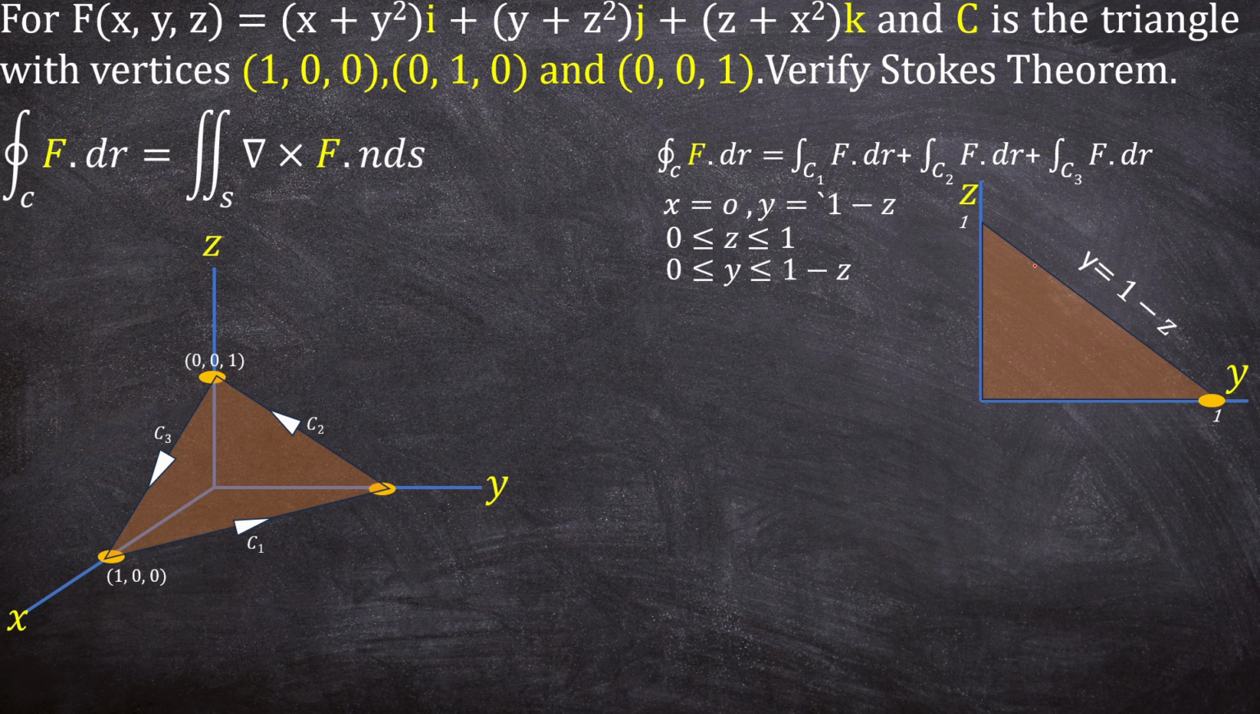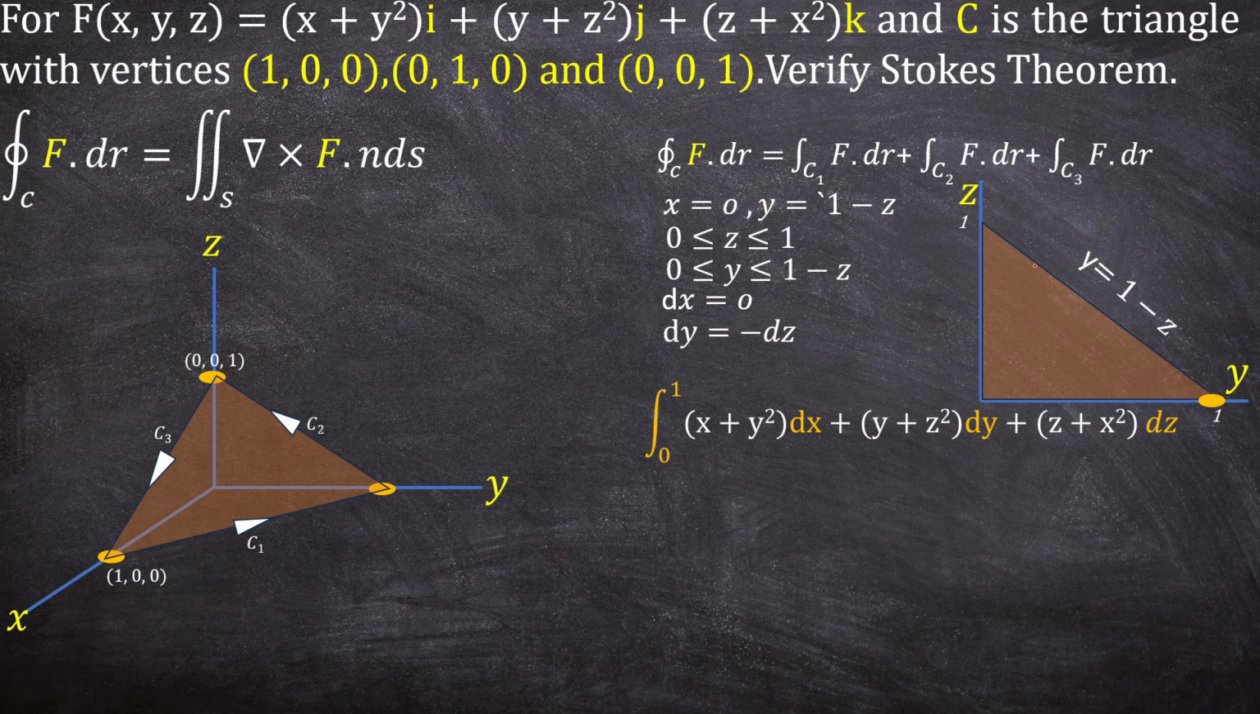So now let's differentiate x with respect to z. It's going to be 0. And if we differentiate y with respect to z, we're going to get dy equals negative dz. So let's substitute right here. We said i is dx, j is dy, and k is dz. dx is going to be equal to 0, so there's no need for substituting anything right here. For y plus z squared, y is going to be 1 minus z, and z squared. For dy it's negative dz, and right here x is 0 dz.